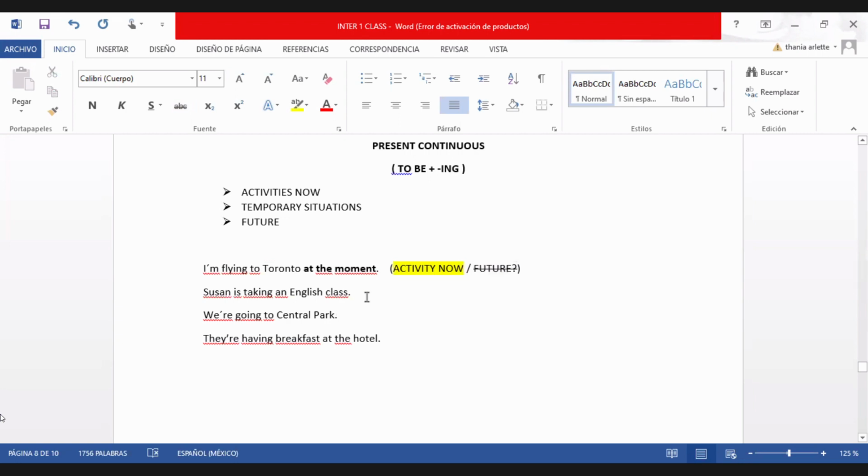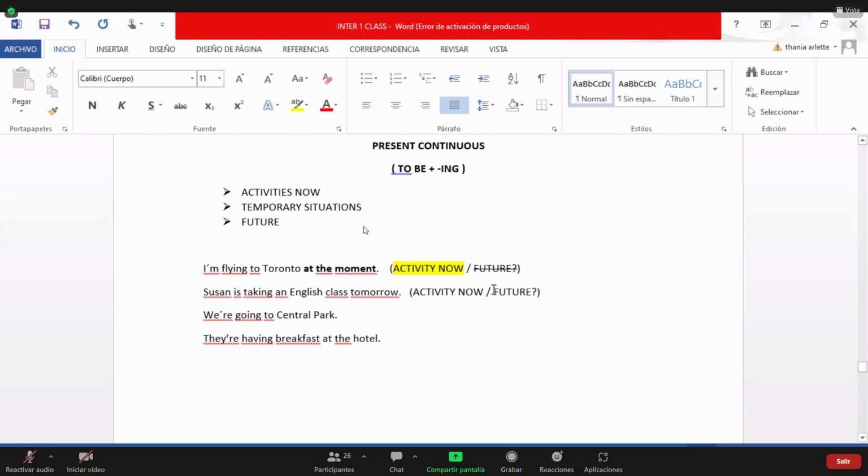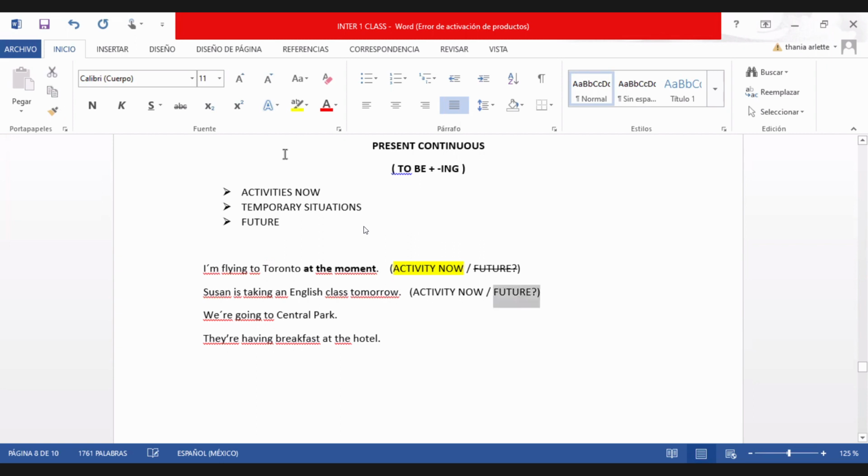But if we say Susan is taking an English class tomorrow, and I ask the same question, guys, is it an activity now or does this refer to the future? What is it about? In the future. Yes, that is correct. This is an activity for the future, not an activity now. And how do you know? You know it because of the time expression.